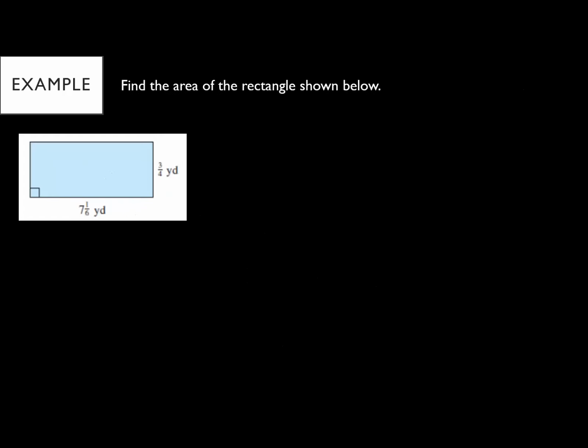Okay. So here we've got another geometry problem. We've got area of a rectangle. This is one of the formulas that you guys should have memorized. I don't expect you to know area of a trapezoid, but you should know area of a rectangle. So if you want to type in the chat what the formula is, that would be fantastic.